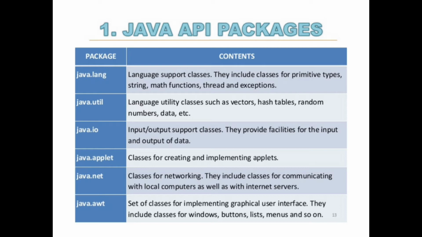java.applet. These are classes for creating and implementing applets. Next one is java.net, classes for networking. They include the classes for communicating with the local computer as well as with internet servers. Next one is java.awt, a set of classes for implementing graphical user interfaces. They include the classes for windows, buttons, lists, menus and so on.